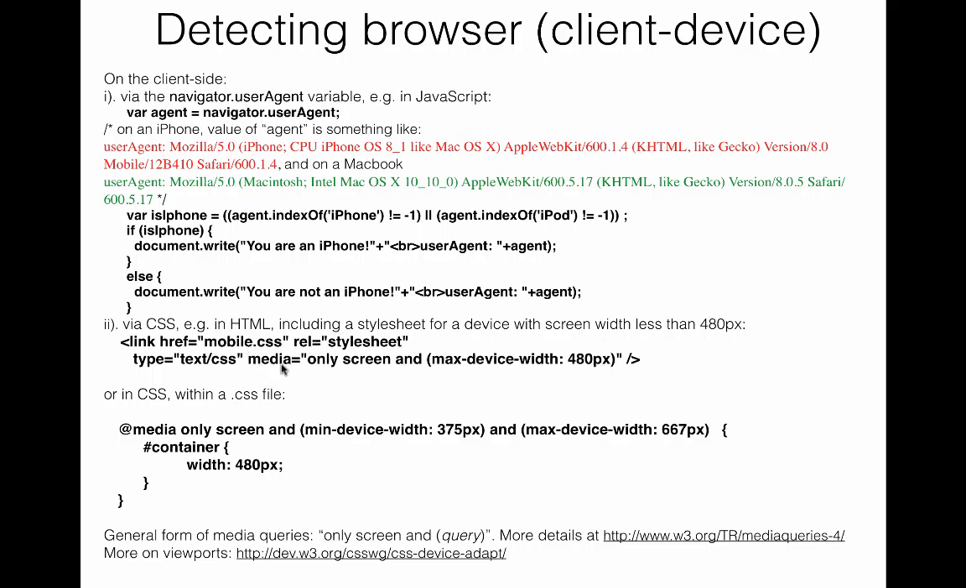So when you use this attribute media and you specify this value, it is saying that this style sheet mobile.css will only apply if you have a device whose width is less than 480 pixels. In other words, if you're on a smartphone, then this style sheet will apply. If you're on some other device which is larger, like a laptop or desktop with a screen or device with more than 480 pixels, that style sheet will not be applied.